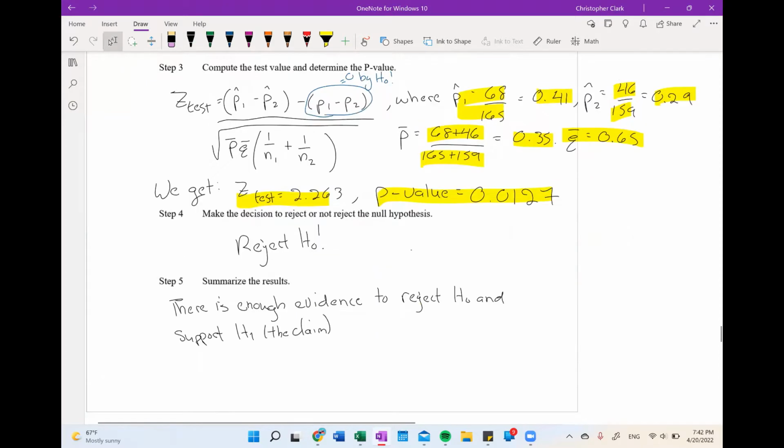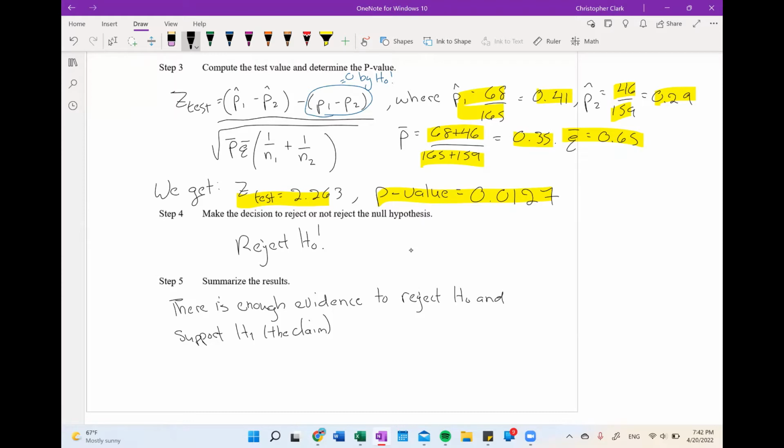All right, so now we're going to compute the test value and then determine the p-value. Using this equation right here, p hat 1 minus p hat 2 minus P1 minus P2, which is 0 by our null hypothesis, divided by the square root of P bar Q bar times 1 over the sample size of the first sample plus 1 over the sample size of the second.